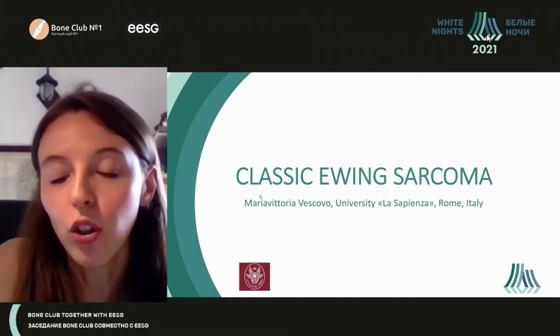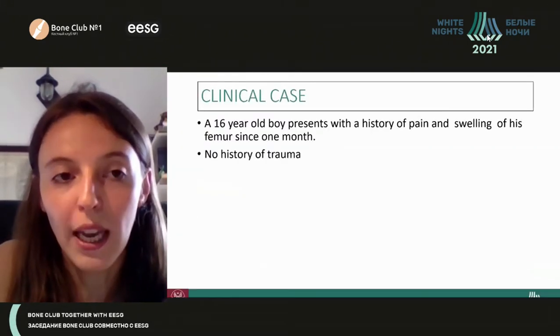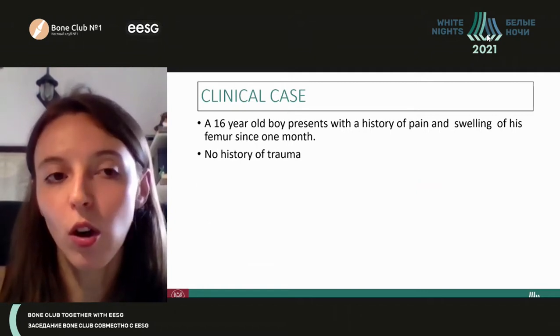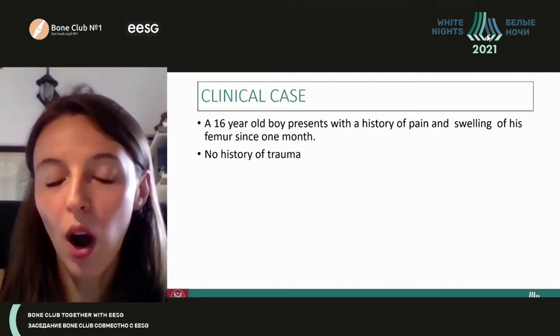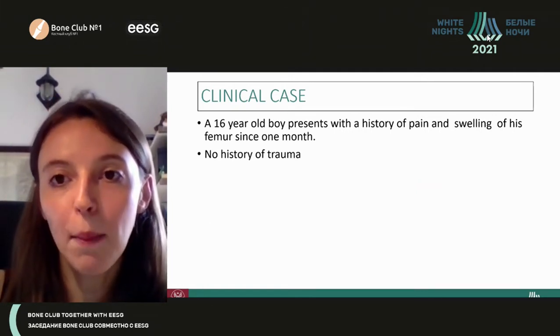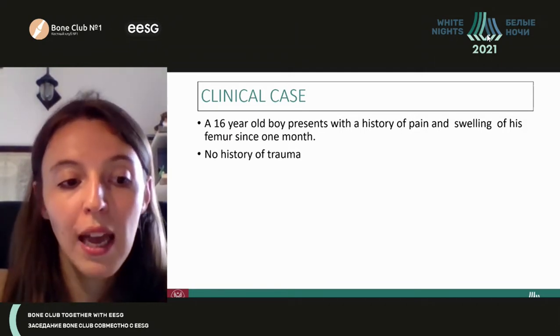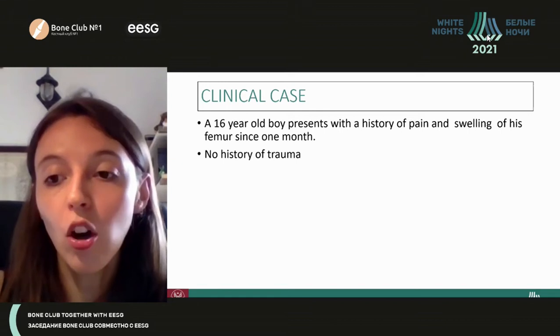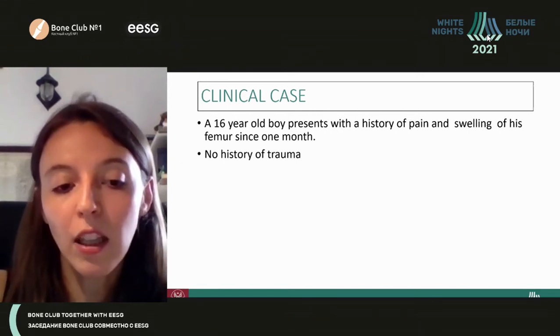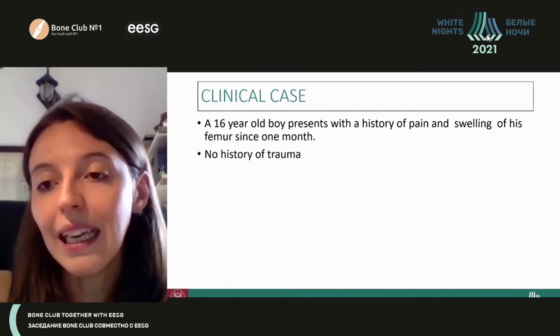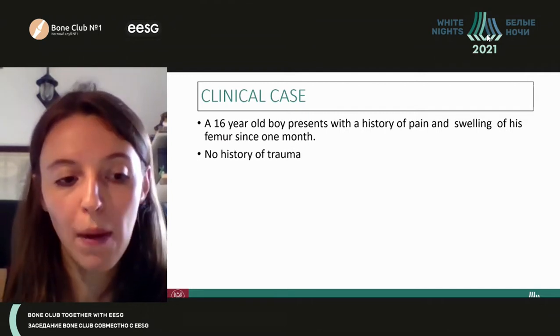I'm going to talk about classic Ewing sarcoma today. A 16-year-old boy was admitted to our hospital complaining of pain and swelling of his right femur since 1 month. He also referred a persistent low-grade fever and he denied any trauma.